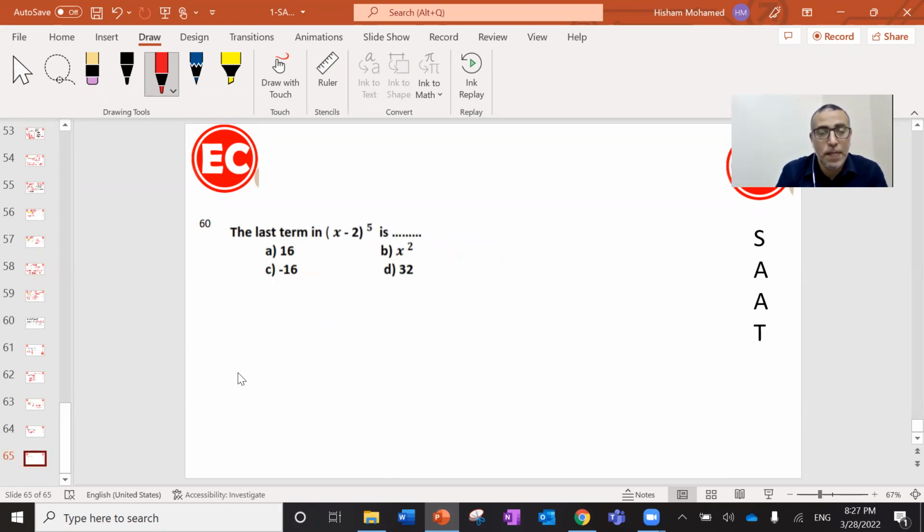Last question for today is x minus 2 all to the power of 5. The first term is x power 5. So the right answer is negative 2 to the power of 5, which is equal to negative 32. So I think we are going to change this one into negative. So it's going to be negative 32.